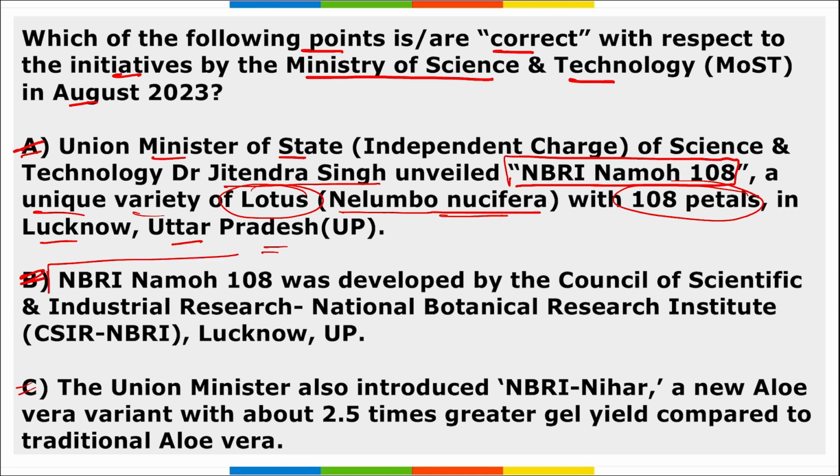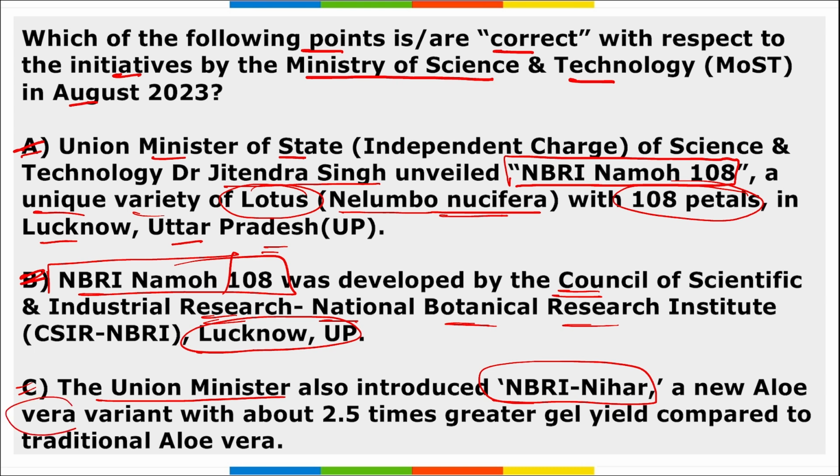This NBRI Namo 108 was developed by the Council of Scientific and Industrial Research, National Botanical Research Institute, that is in Lucknow, UP. And the Union Minister also introduced NBRI Nihar, a new aloe vera variant with about 2.5 times greater gel yield compared to that of the traditional aloe vera. So all these three options are correctly mentioned here.